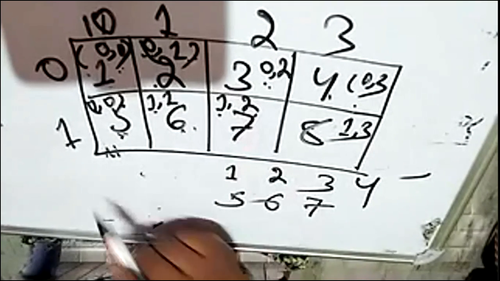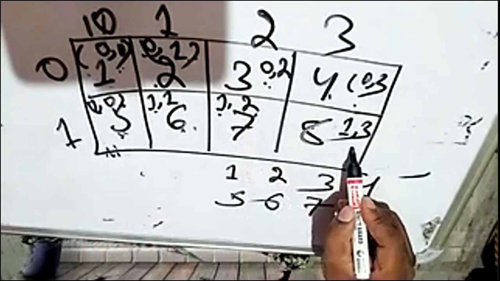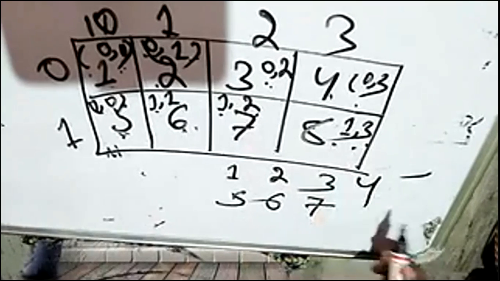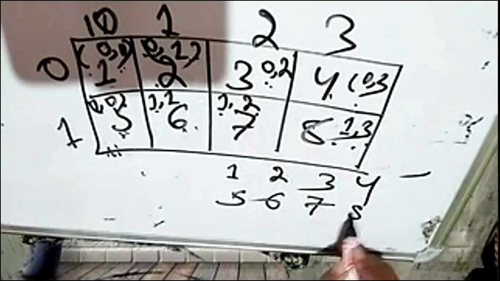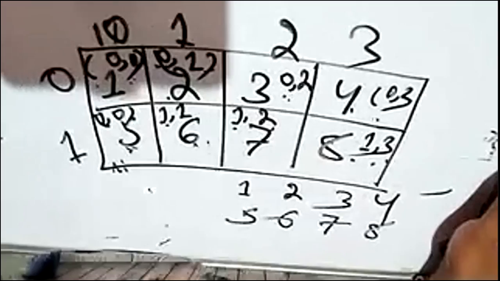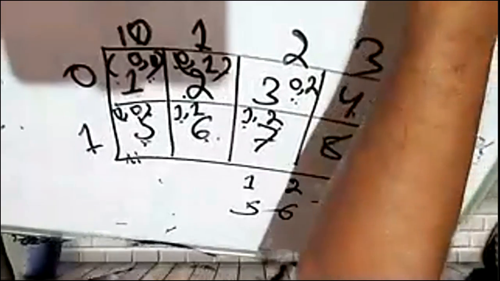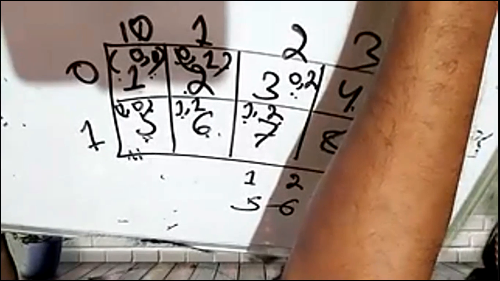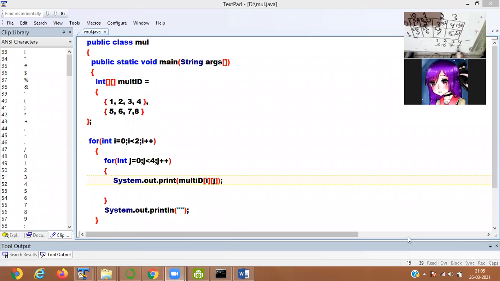Then J value will increment to 3. 3 is less than 4. Condition is true. I1J3 it is printing you 8. Okay, so it is printing you 8 here. So after that J value is incremented to 4. So when it is incremented to 4, it becomes false. So J is now false. So when J is false, it is printing you all the elements. That is the way of printing the multi-dimension array.